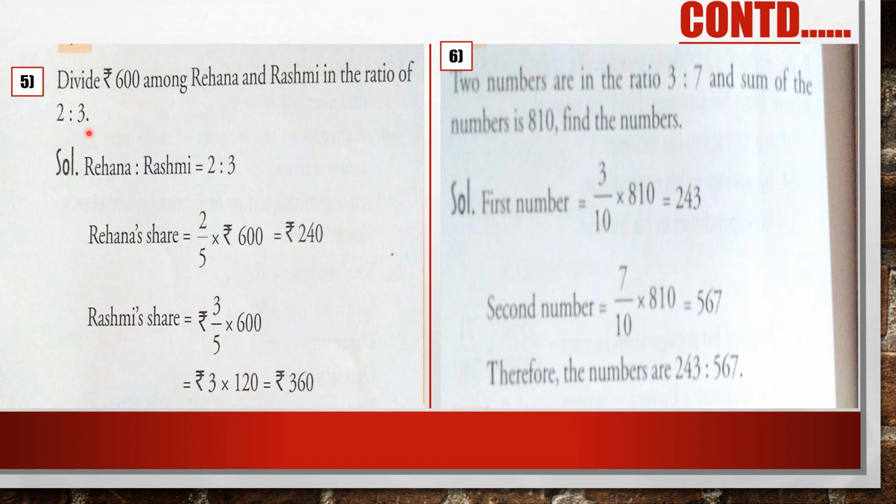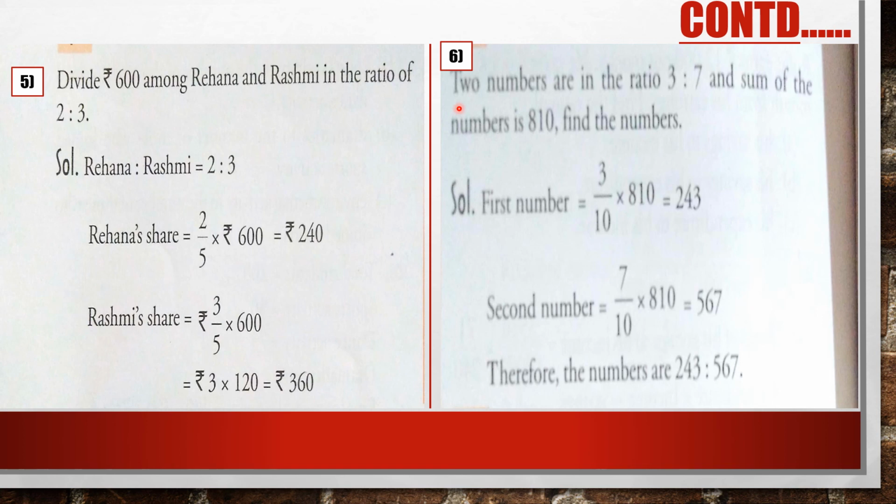So let us find their individual share. Rehana's share is equal to 2 by 5 of rupees 600, which is equal to 2 by 5 multiplied by rupees 600. After solving, we would get rupees 240. So Rehana's share is equal to rupees 240. Rashmi's share is equal to 3 by 5 of rupees 600, which gives rupees 360. Hence, Rashmi's share is equal to rupees 360.